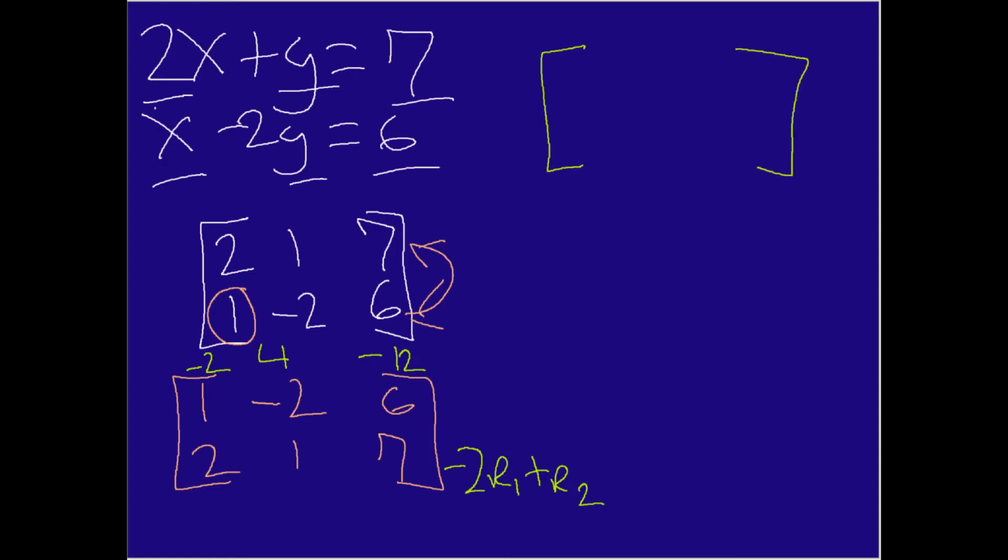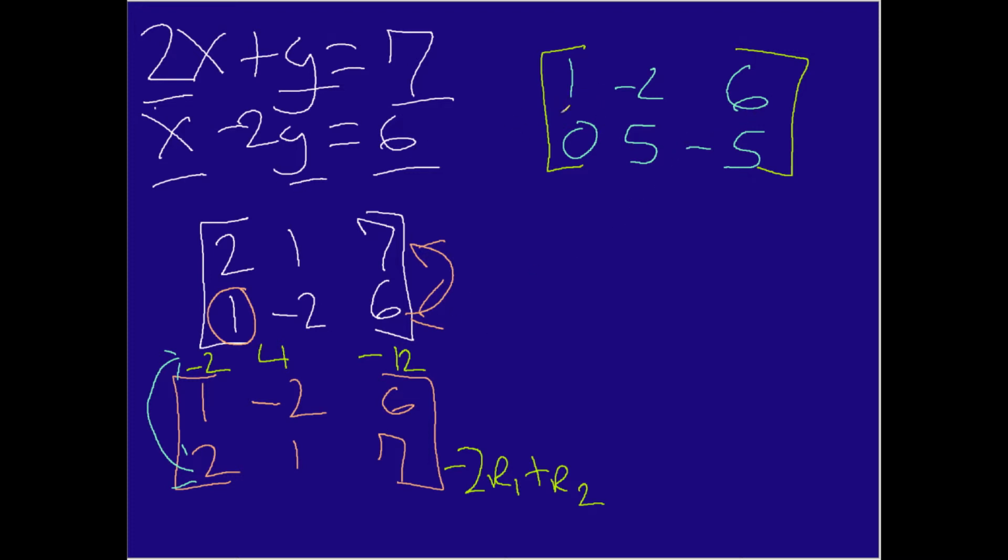Negative 2, let me change the color here. Negative 2 plus 2, adding these two together, is going to be a 0. 4 plus 1 is going to be a 5. And negative 12 plus 7 is going to be negative 5, like so. And then across the top, I still have my 1, my negative 2, and my 6. That's what I have. And so we're one step closer.